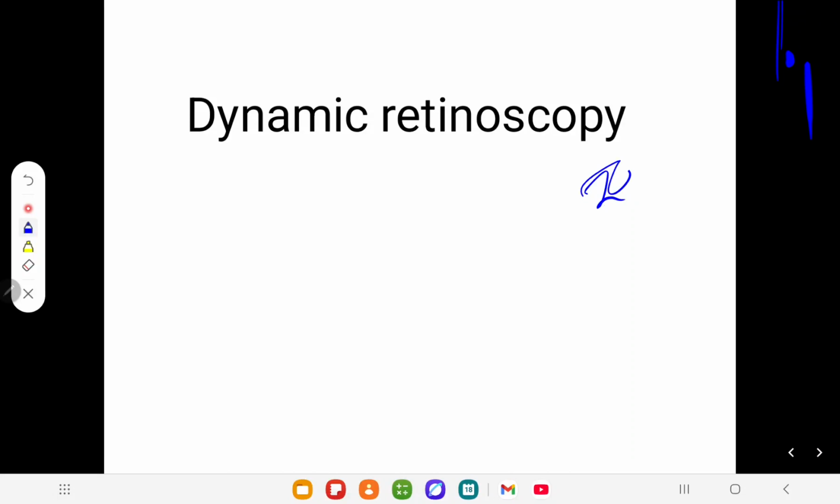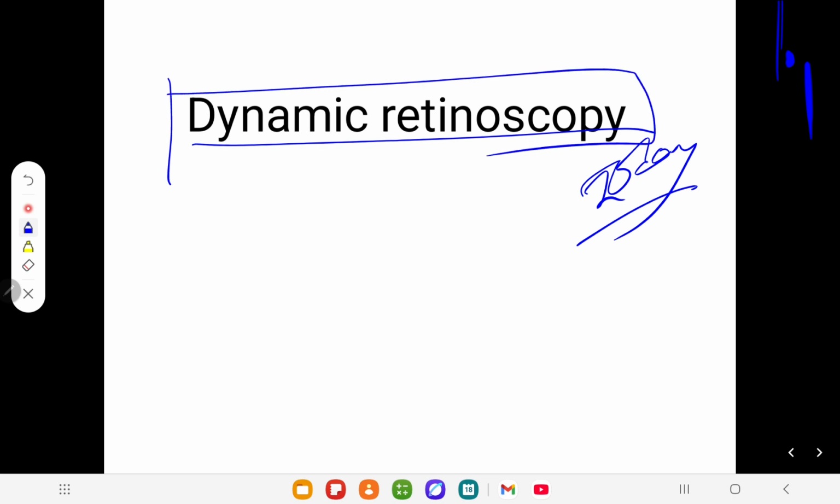Okay, today I'm going to discuss dynamic retinoscopy. Basically, static and dynamic are the two types of retinoscopy. Today I'm going to discuss dynamic retinoscopy. I think it will be a significantly long video because I am going to try to cover it in one video.